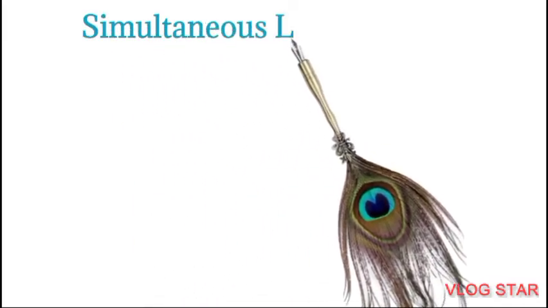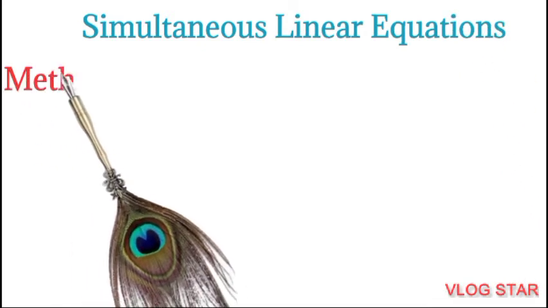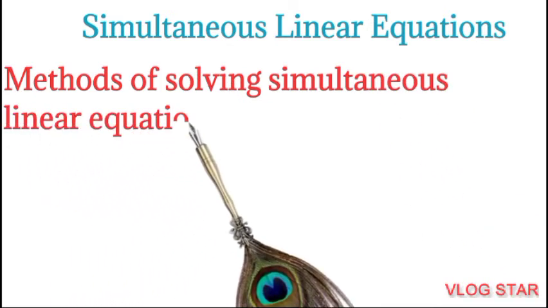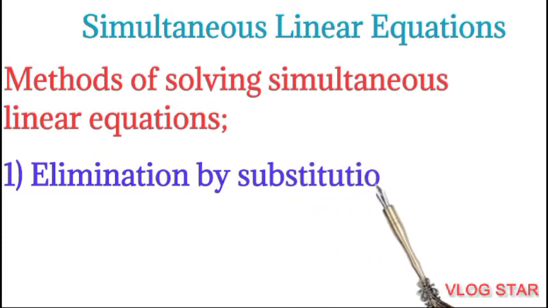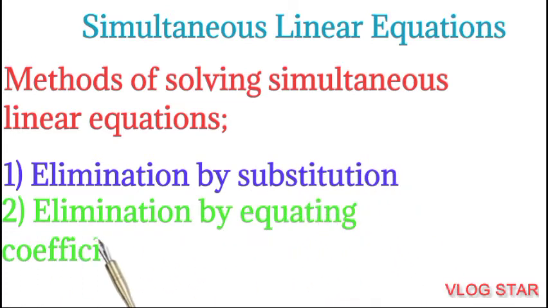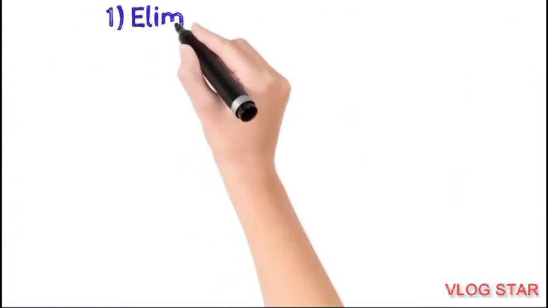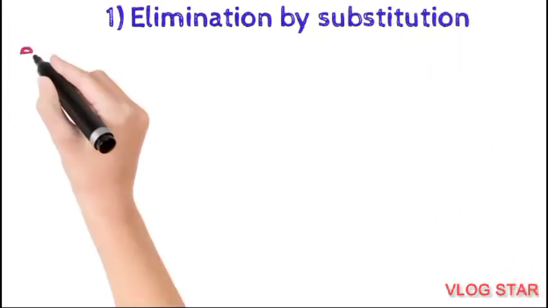Today we are going to learn about simultaneous linear equations. Methods of solving simultaneous linear equations. Number 1, elimination by substitution. Number 2, elimination by equating coefficients. Number 3, cross multiplication. So first let's go into the elimination by substitution method.